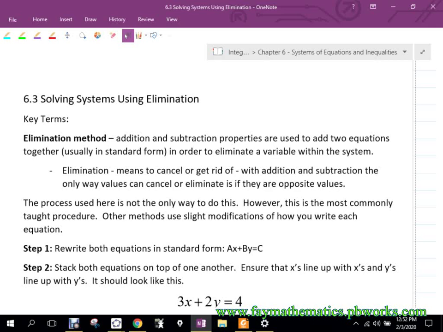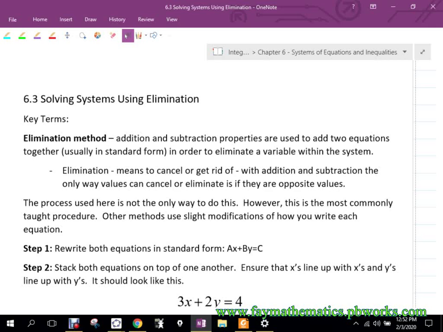The process used here is not the only way to do this, but this is the most commonly taught procedure in high school math classes. So the setup or structure that I use, if you look down at the first example, is 3x plus 2y equals 4 and 2x minus 4y equals 8. That's the ax plus by equals c format, or standard format. That's how I'm going to do all of these with you.